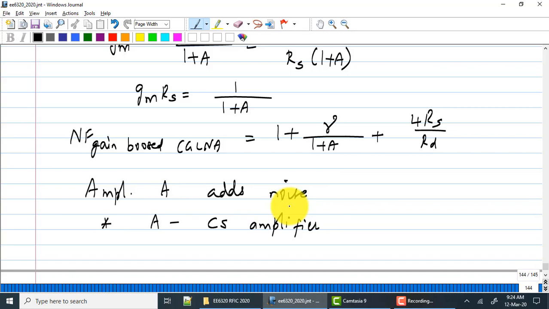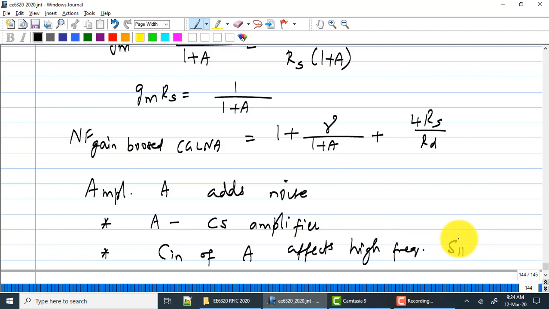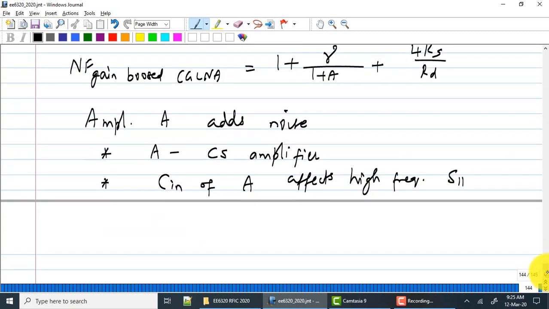C in of A causes mismatch because of the capacitive input impedance. So it affects high frequency S11, the input reflection coefficient of the LNA. So if you want a very low noise, what choice would you make? The gm of the common source amplifier should be very large so that its input referred noise is very low.